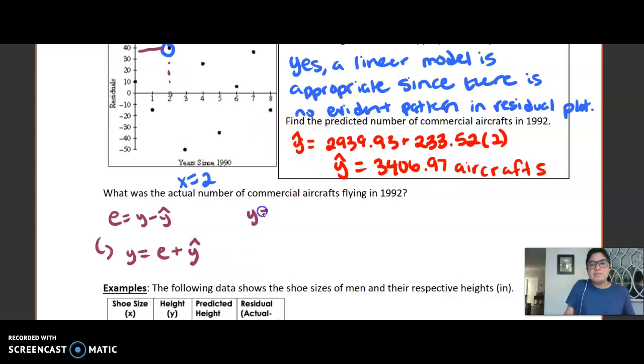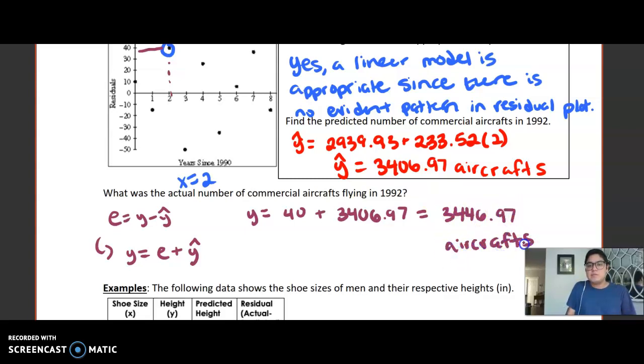So I'm going to take y here, and I'll take my residual of about positive 40, and I'll add it to the predicted number here. And that's going to tell me that the actual number of aircrafts in 1992, assuming this model is correct, is going to be about 3,446.97 aircrafts. So that's the actual number there. So you can see they'll ask you for predictions, they'll ask you to determine the appropriateness of your model, etc., and then find either the actual value or find the residual or interpret the residual.